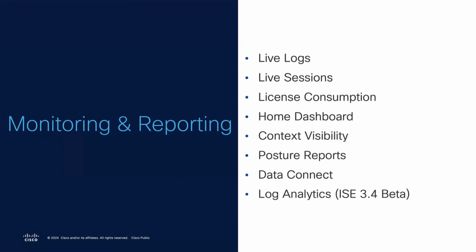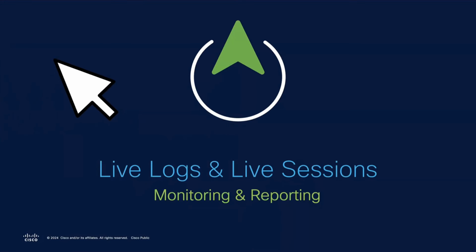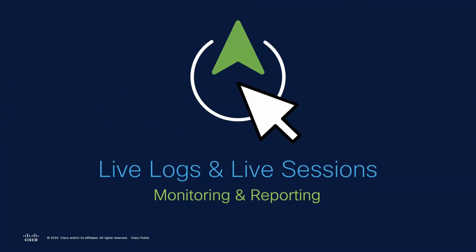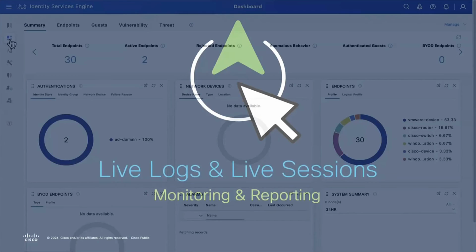The log analytics, which was introduced in earlier versions, doesn't have the posture reporting capability under log analytics. In 3.4, we have this posture information visualized through the log analytics as well. So let's look at them one by one. How do we look at the information from the live logs and live sessions which are getting authenticated?